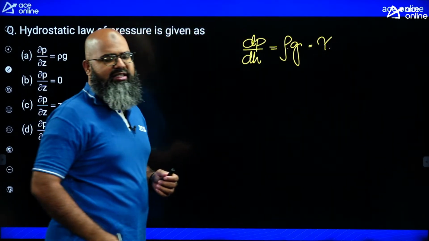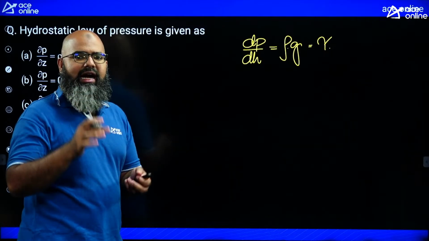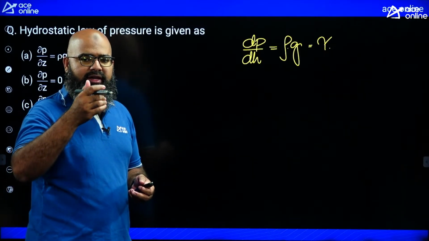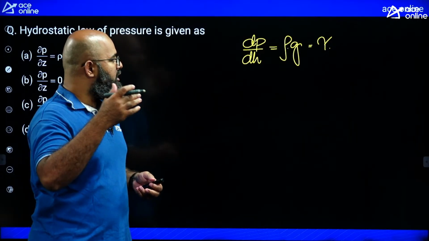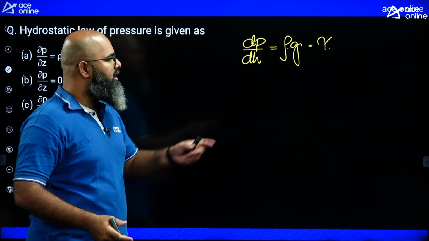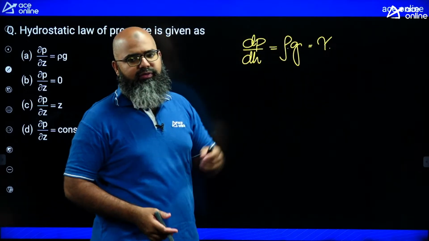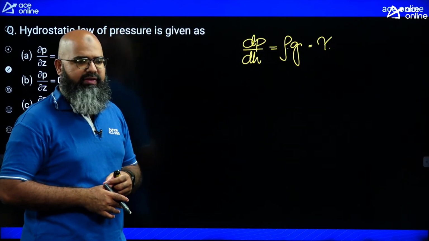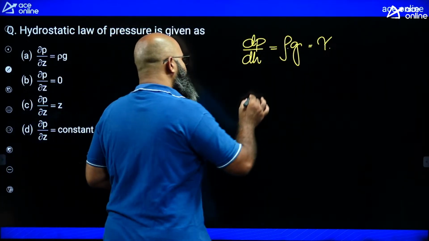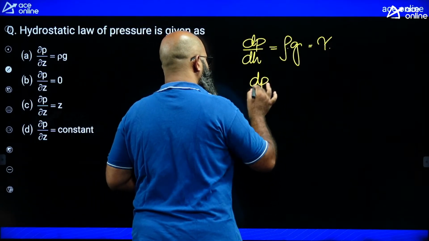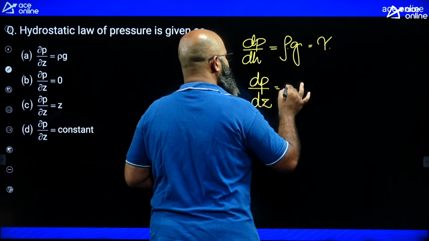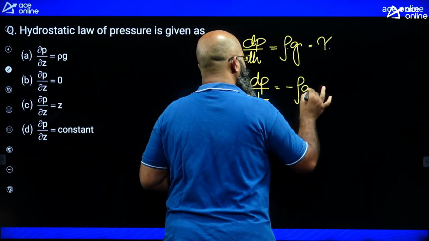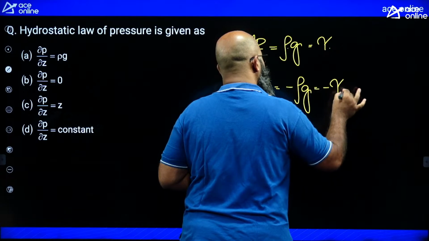It basically states that whenever you are having a static fluid, the rate of change of pressure with respect to depth is equal to the specific weight of the fluid. You can also write dP by dz. Only thing is, it is supposed to be equal to minus rho g or minus gamma.